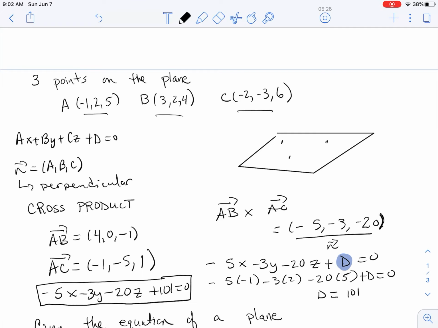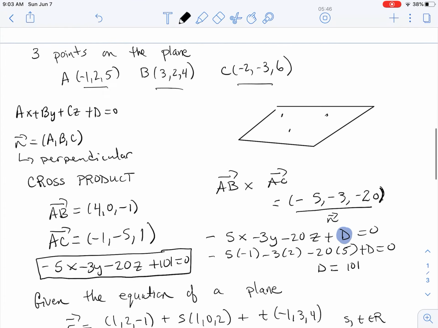If you did AC cross AB, you would get the opposite normal vector, which is perfectly fine because it's still perpendicular. You could go with parallel normal vectors, same idea. You are always going to get that same equation that represents that plane in Cartesian form. It might look different depending on the vectors, but they are all equal.